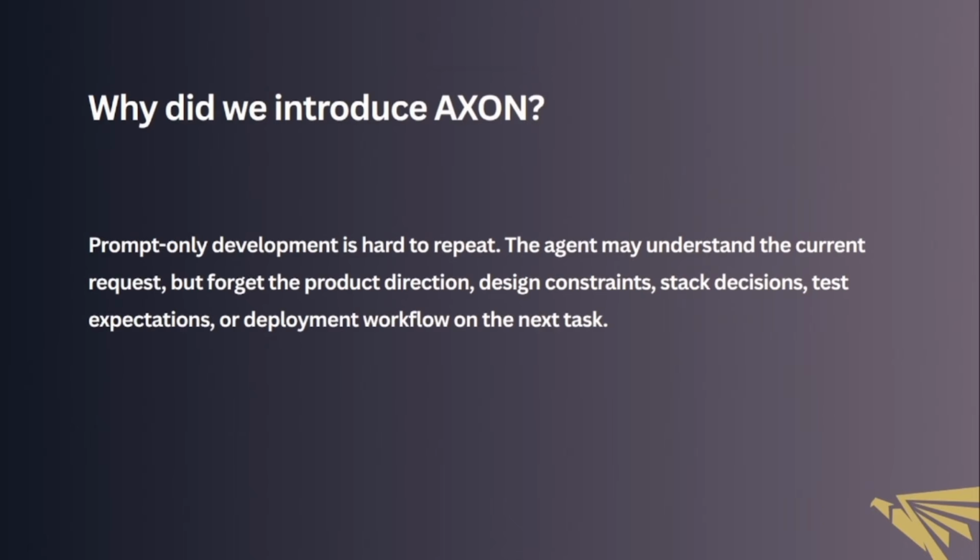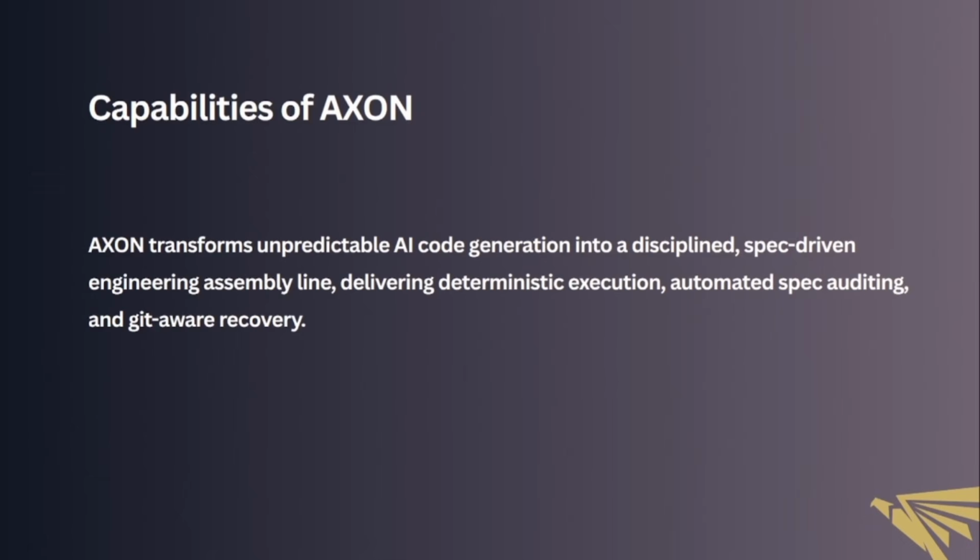So why exactly did we introduce AXON? We built AXON because prompt-only development is simply too hard to repeat. An AI agent might understand what you want today, but by the next task, it forgets your product goals, design rules, tech stack choices, testing setup, or deployment steps. So AXON fixes this by turning unpredictable AI code generation into a smooth engineering assembly line. It gives your team predictable execution, automated checks to ensure your codebase matches your specs, and Git-aware recovery if you ever need to roll back at any point.